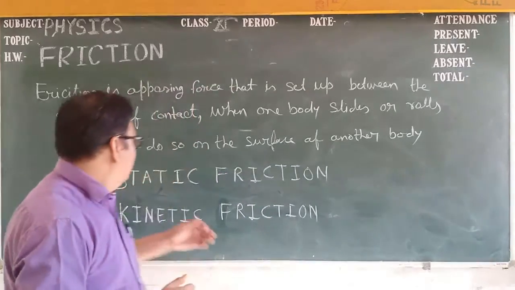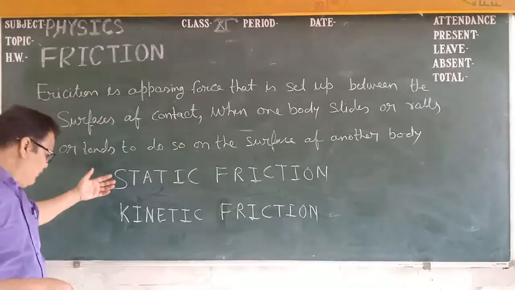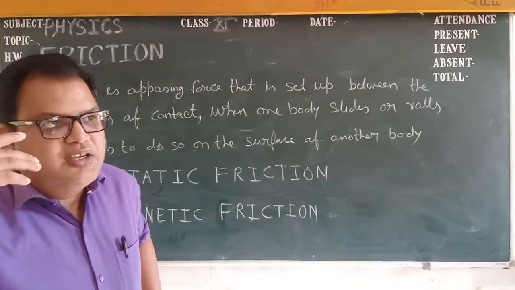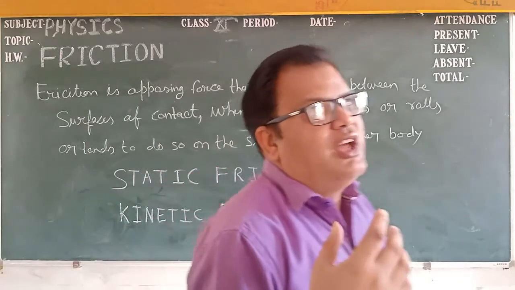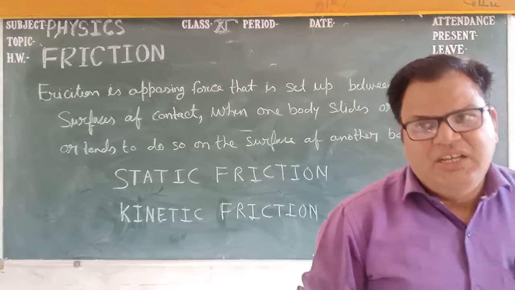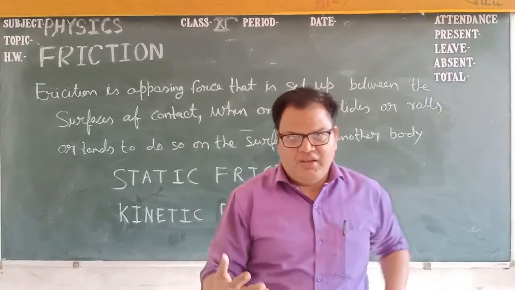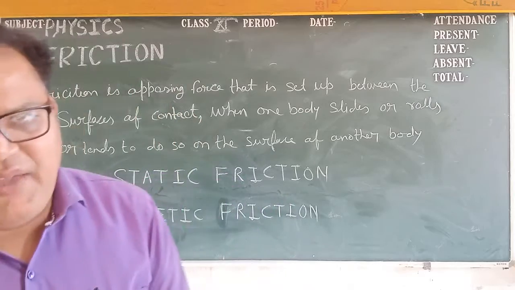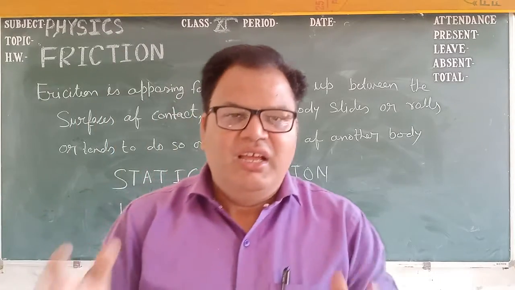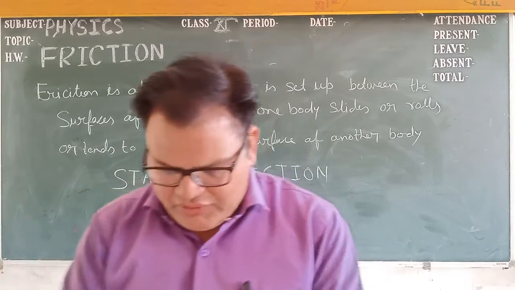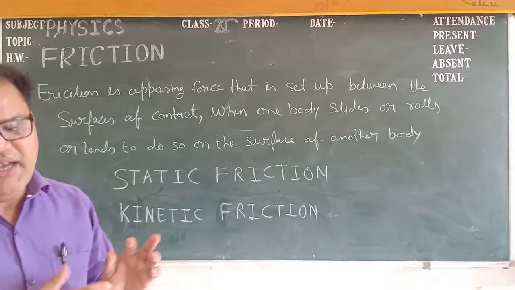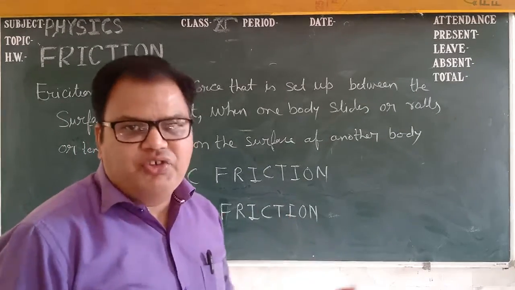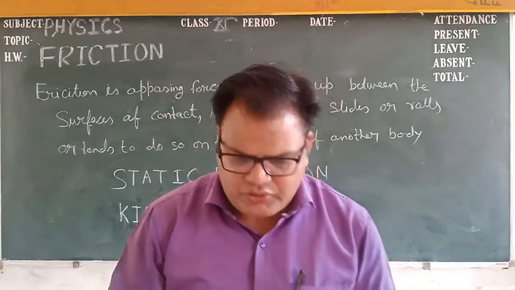Here there are two types: static friction and kinetic friction. Student, the types of friction which are usually known to us are static friction and kinetic friction. So I am going through the definition of both. Okay, student, kinetic friction is the opposing force. Just like friction, it is a type of friction. So it is the opposing force.